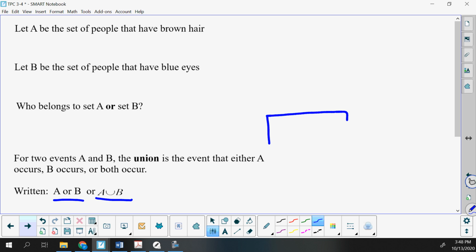Again, we'll see this on the next page, but in terms of a Venn diagram, if this is set A and this is set B, the union is anywhere we're in either of the sets. So it would be all of these three sections: the people that are in both A and B, who are in only A, and who are in only B.